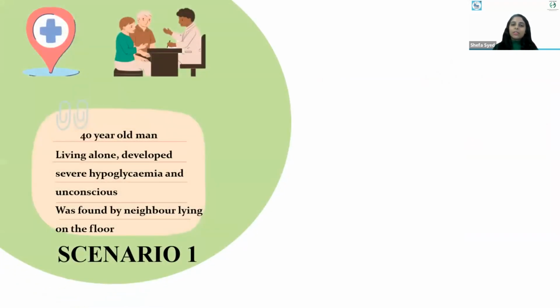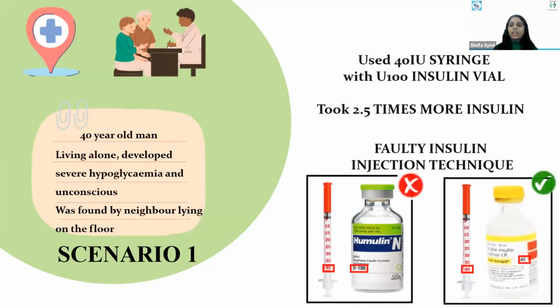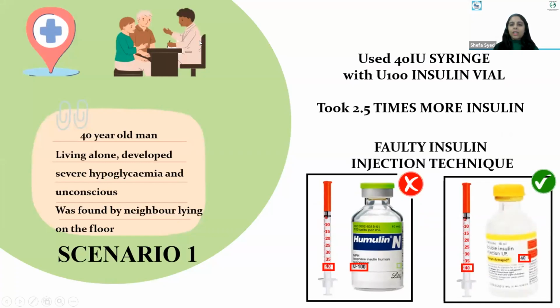The first scenario is a 40-year-old man who is living alone. He developed severe hypoglycemia and was unconscious. He was found by his neighbor lying on the floor. Once he was taken to the hospital and corrected, he visited the diabetes educator and was asked to carry all his insulin supplies. When we checked them, we noticed that he was using a 40 IU syringe with a 100 units insulin vial. So he almost took 2.5 times more insulin than his regular dose.